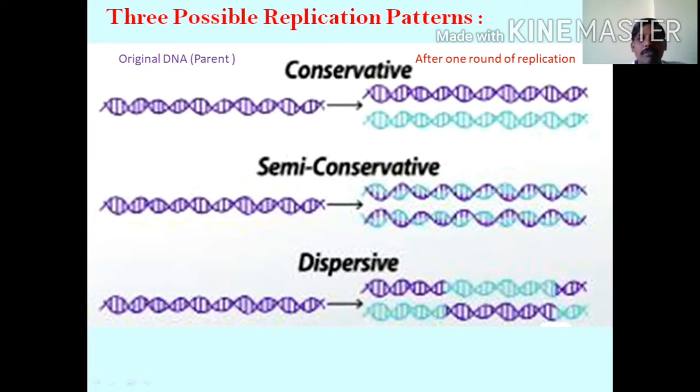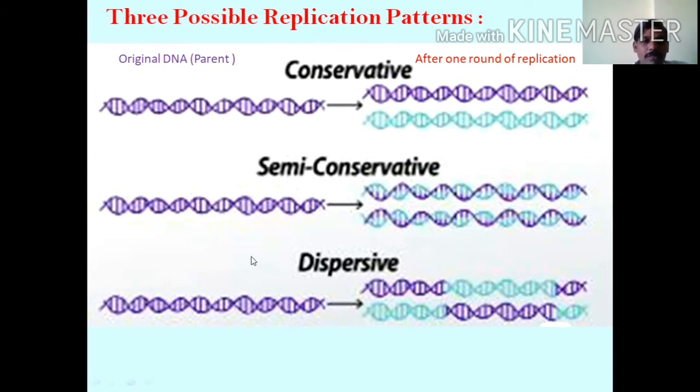In the semi-conservative DNA model, you can see one strand is completely similar to the parental one, and the other, blue color strand is newly synthesized. So each daughter DNA molecule contains one new strand and one old strand.